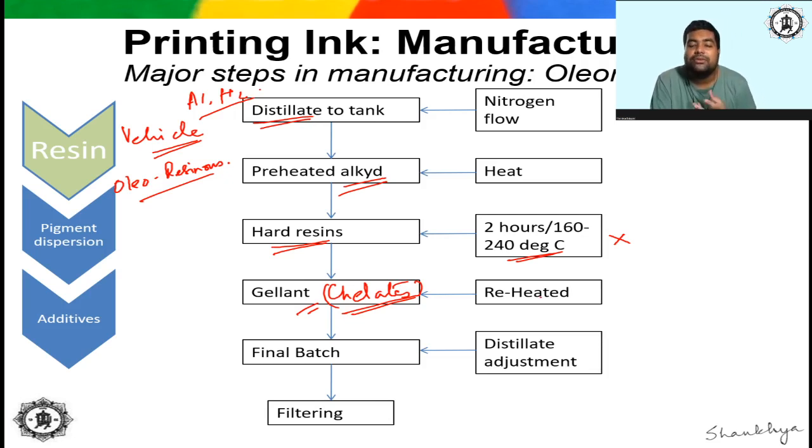Chelates will enhance the viscosity a little bit of the vehicle. Then it is reheated after addition of chelates, and then finally if we need to change the viscosity a little bit, maybe the viscosity has gone up to a great extent, then we may add a little bit of distillate. This distillate is purely added for the purpose of changing the viscosity of the final product, and finally we will filter out the vehicle. So this is the entire process.